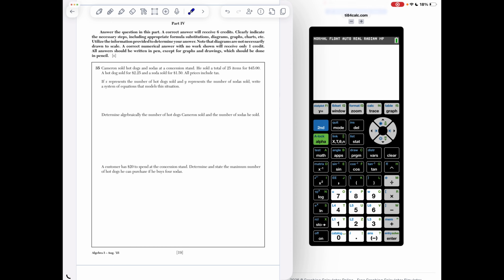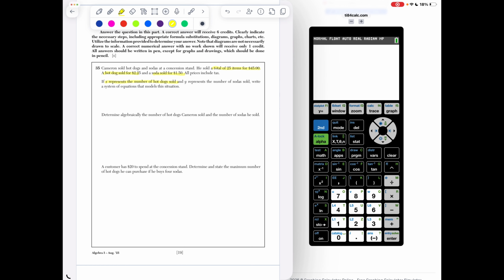Cameron sold hot dogs and soda at a concession stand. He sold a total of 25 items for $45. A hot dog sold for $2.25. A soda sold for $1.50. All prices include tax. So here's the first part.